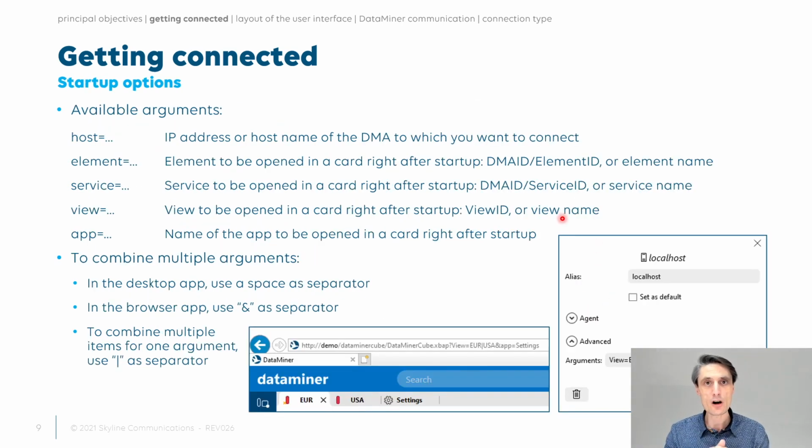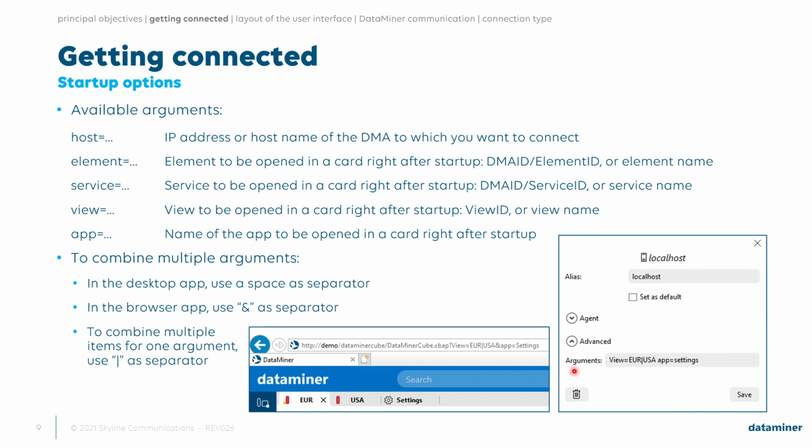Now, those arguments that I mentioned, so I mentioned you have some arguments, let me remove myself. Some arguments you can specify in there. Well, actually in IE, you can also specify them in the address bar, and for the arguments in the desktop application, you specify them there. The separator is different. It's an and sign over here. It's a space over there. So what is in there? In this case, it says View Europe, USA, and the app settings.